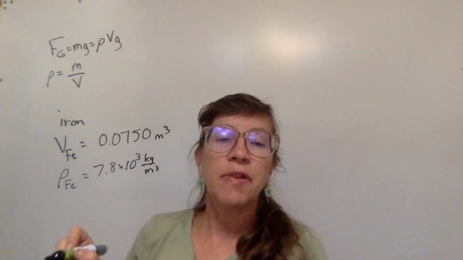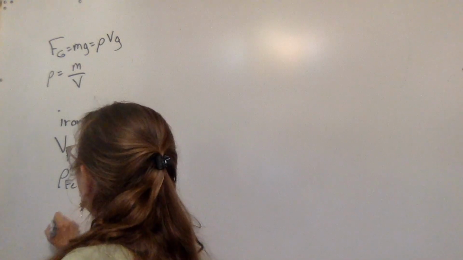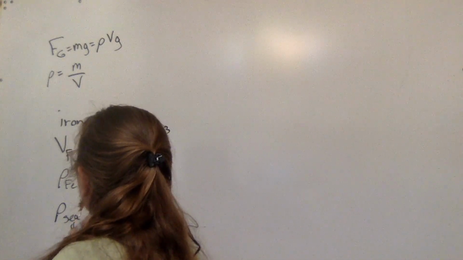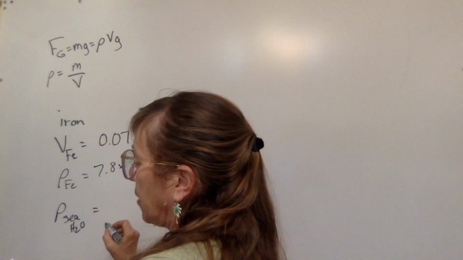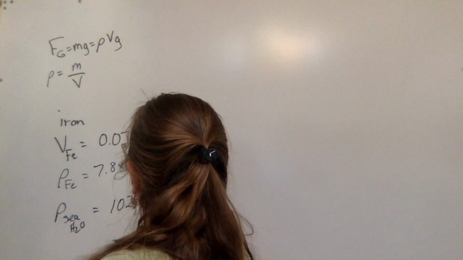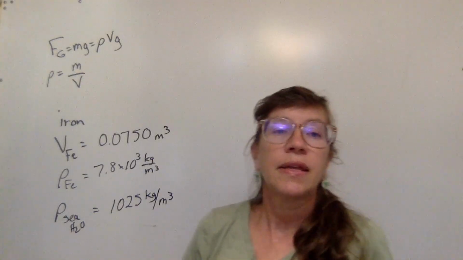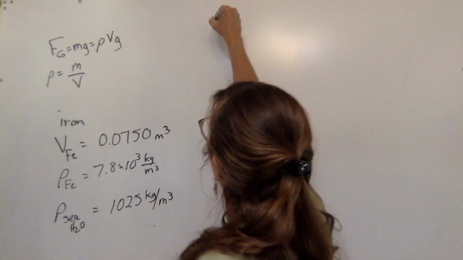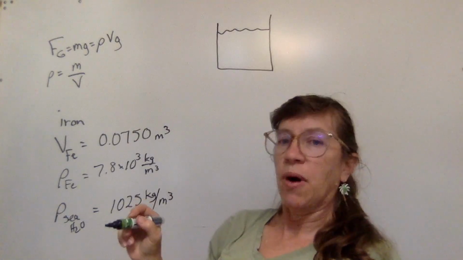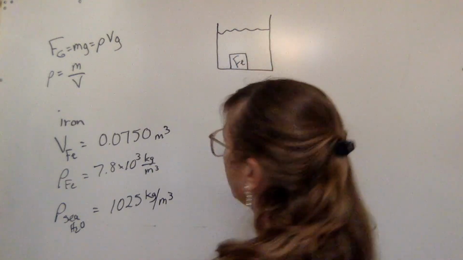And this time, instead of it being immersed in plain water, it's going to be immersed in seawater. So you're going to need the density of the seawater too. Again, these come from the table in the textbook, and of course you can look it up online too. 1025 kilograms per cubic meter. What we're going to have this time is a container filled with seawater, and the chunk of iron is going to be resting on the bottom.